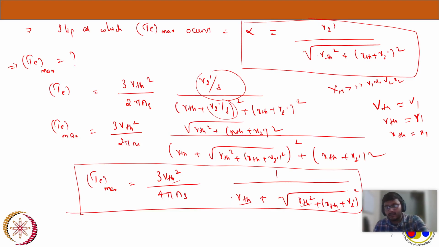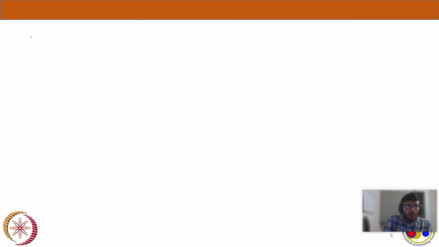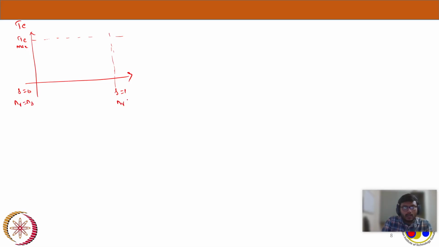So if you want to visualize it, we already know how the curve will look, right? So this is TE, and let's say this is the TE max locus, and here is S equals 0, and here S equals 1, and here NR is equal to NS, and here NR is equal to 0. Okay, now let's say my typical curve is like this.